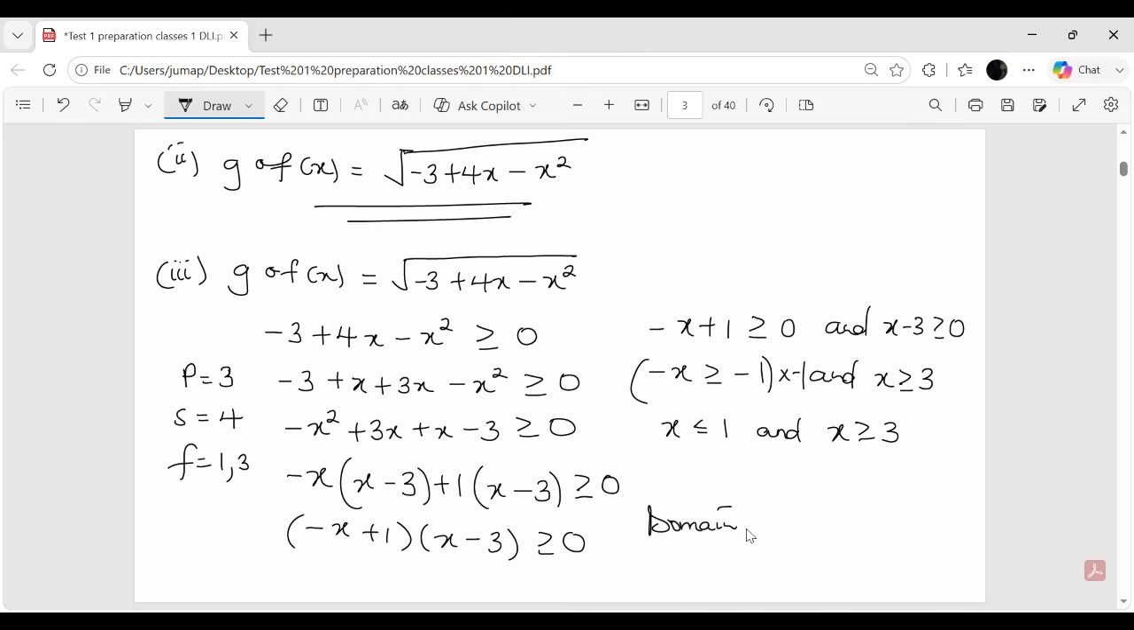So when you're writing the domain, you're going to put these values, because these are the valid values for x. So x is less than or equal to 1. Okay? Then x is greater or equal to 3. So the domain, you just say that x is a member, oh, sorry.